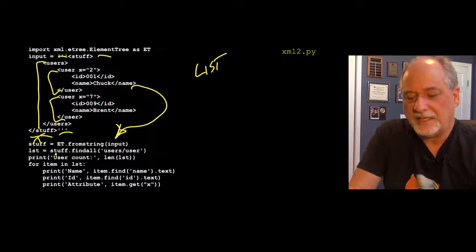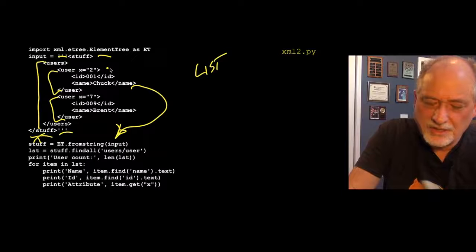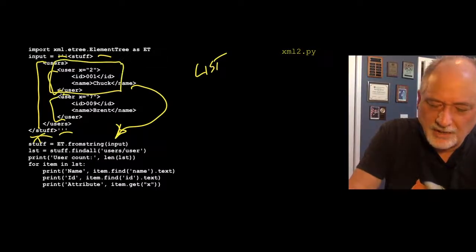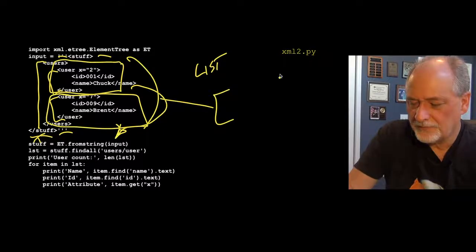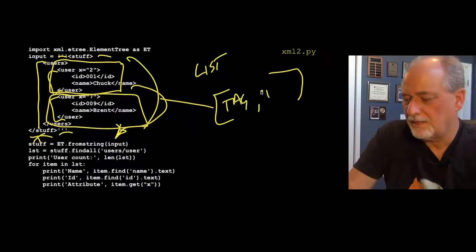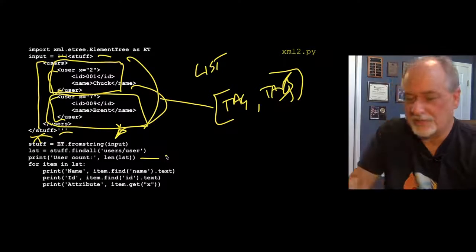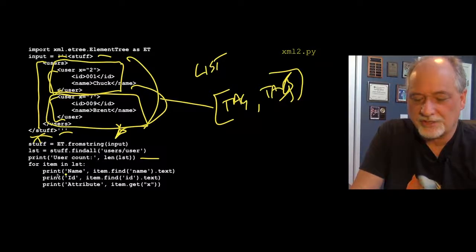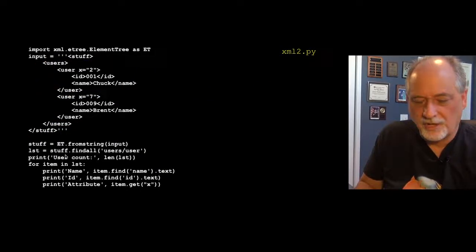And so now what I'm going to say is, hey stuff, I want to find the path users/user. I want to find all tags that match users/user. So that's going to give me a list of two tags. Now I can print out how many I get. That'll be 2 in this case because I got 2 tags. And then I can actually iterate through the list.